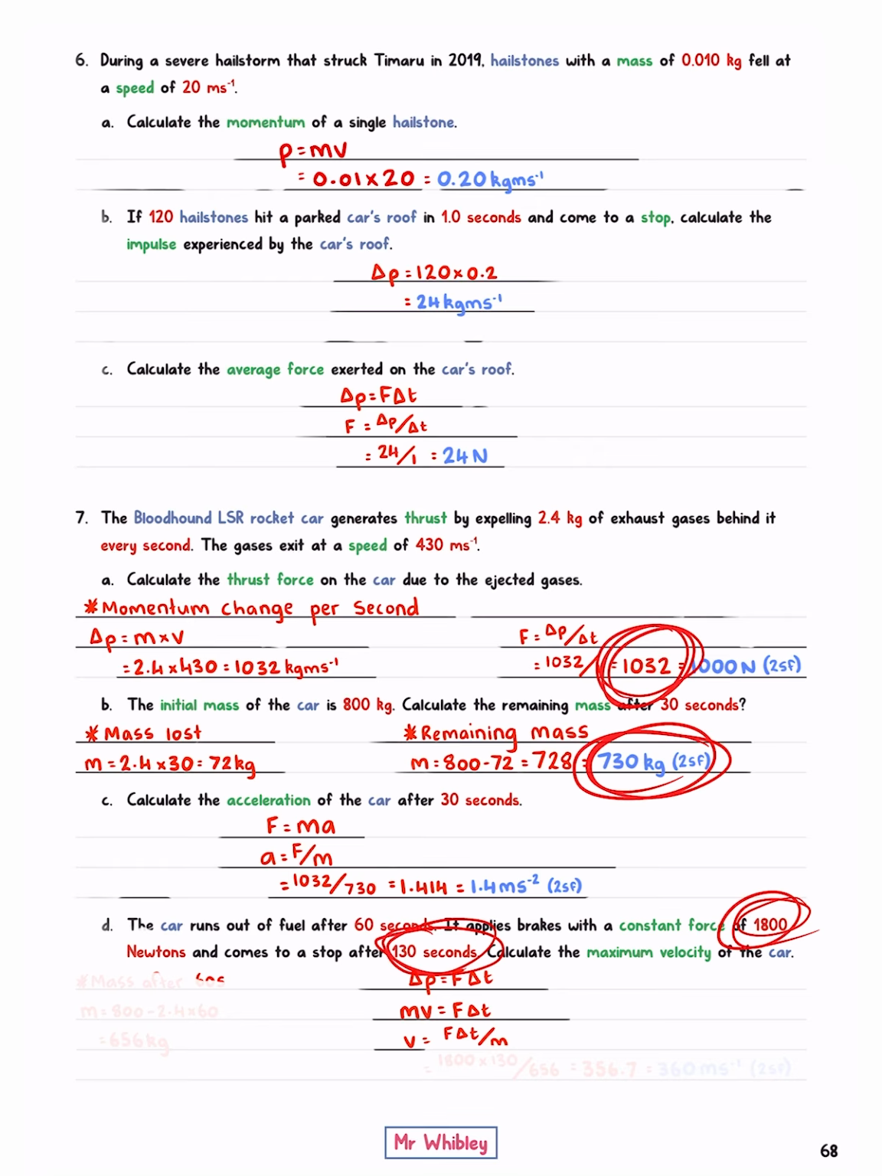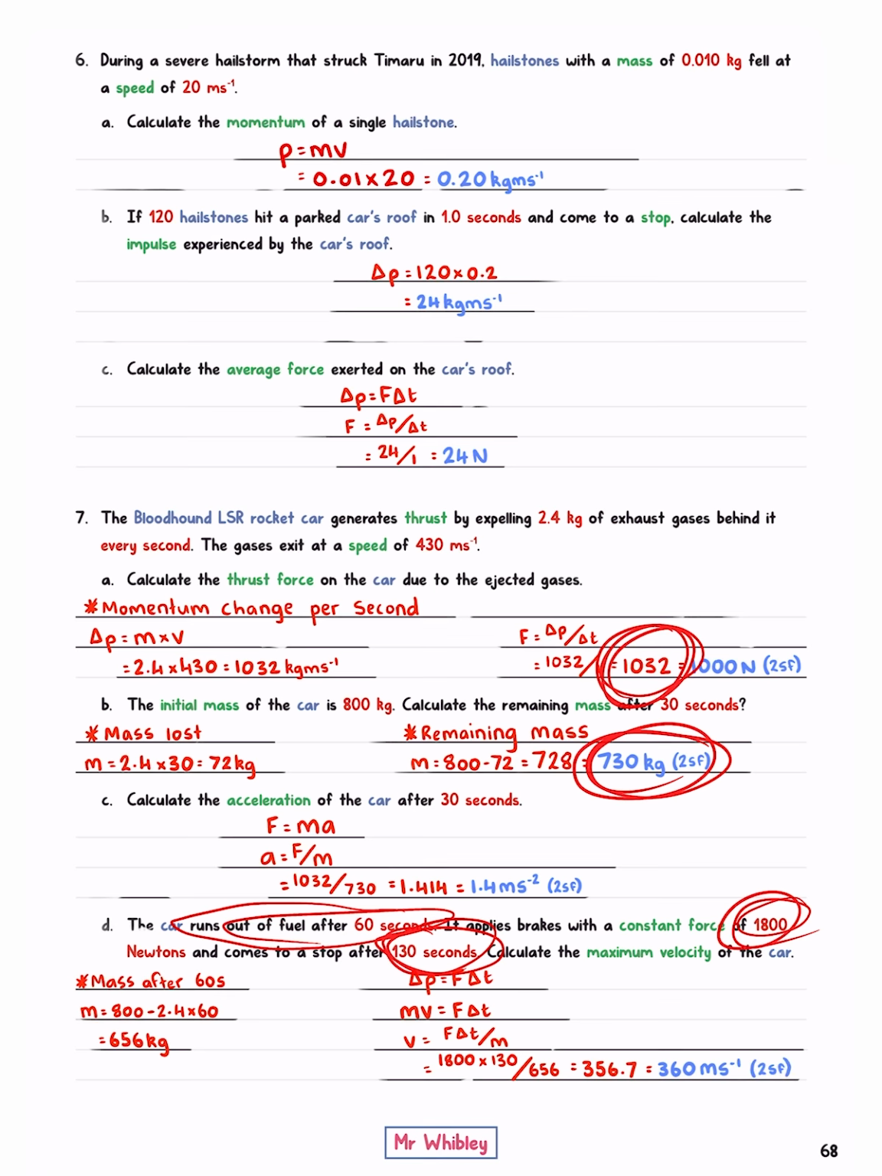mass of the car. To find the mass of the car after 60 seconds, we can take our initial mass of 800, and knowing that 2.4 kilograms of gas is lost every second, we can just multiply that by our 60 seconds that it took for the car to run out of fuel, which gives us 656 kilograms. Putting all these numbers in gives me 356.7 or 360 meters per second to two significant figures.